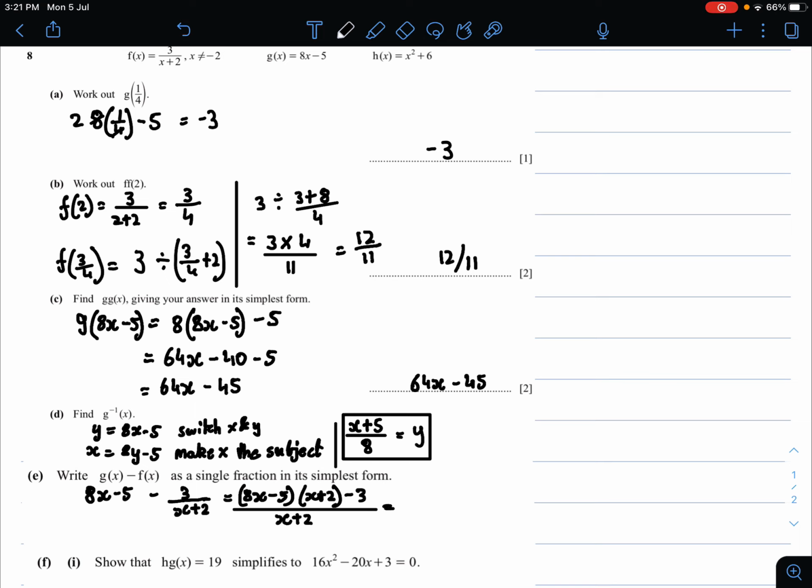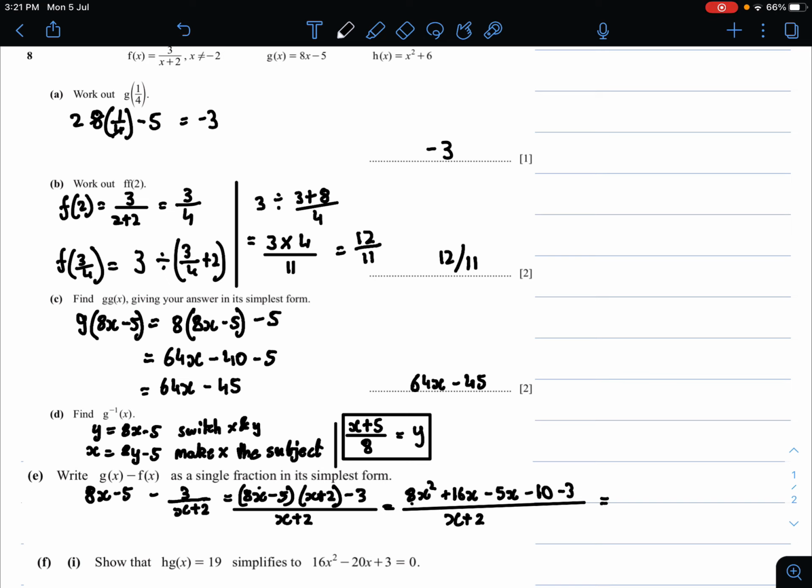So we can multiply the two brackets. So we multiply the first term of the first bracket with both the terms of the second bracket, and the second term of the first bracket with both the terms in the second bracket. So 8x into x would be 8x square. 8x multiplied by 2 would be plus 16x. Minus 5 into x would be minus 5x. And minus 5 multiplied by 2 would be minus 10. And minus 3 comes as it is, whole thing divided by x plus 2.